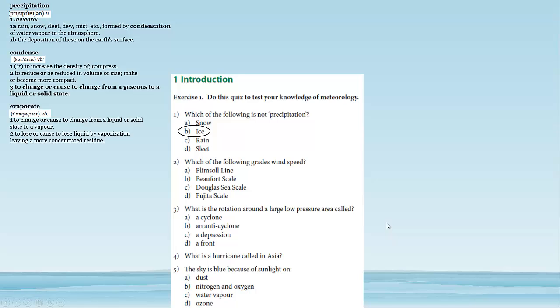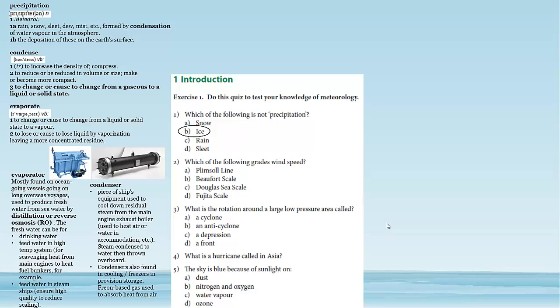Okay, it's important to know these terms condense and evaporate because on some vessels you have machinery or components which are using these principles. On some ocean-going vessels that go for long sea voyages, you have an evaporator, and that's going to be used to produce fresh water from seawater. It's going to evaporate the water, or turn it into a gaseous state, leaving the salt behind so that you can have fresh water. It's also used in high temp systems when you're scavenging heat from the main engines and using that, for example, to heat the fuel bunkers. You want to have pure fresh water in the scavenging system because of scaling.